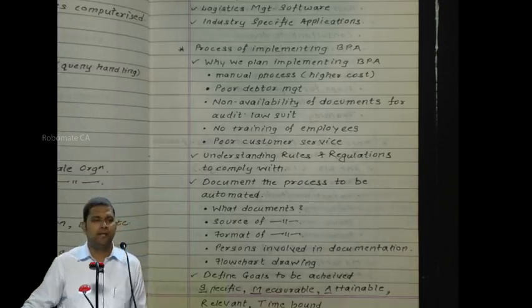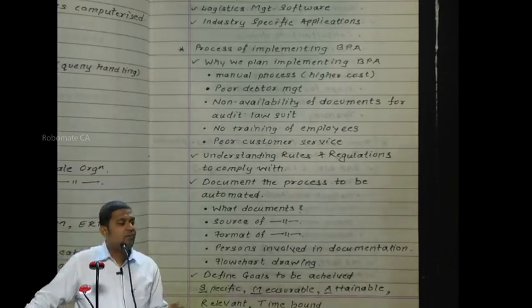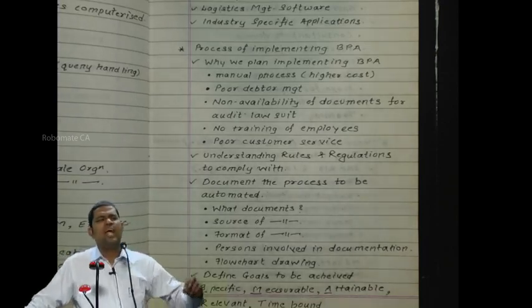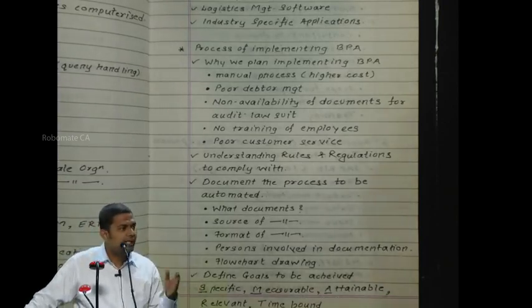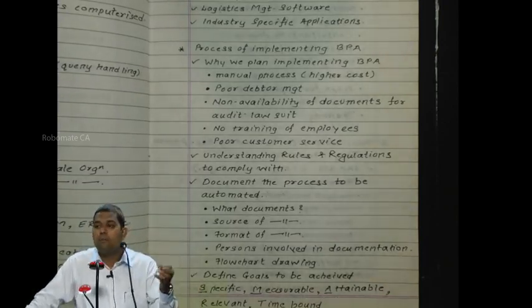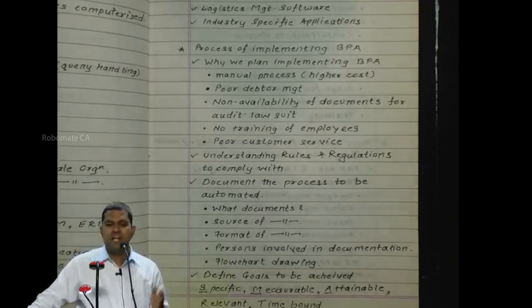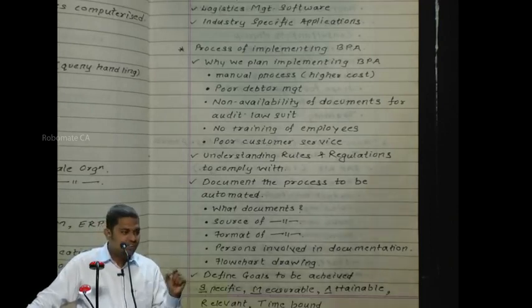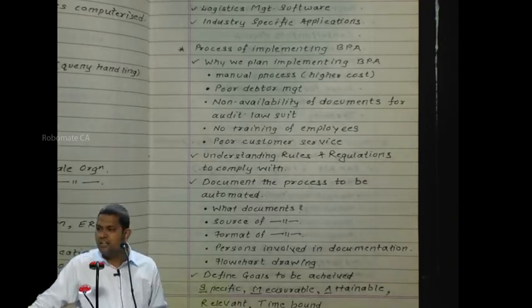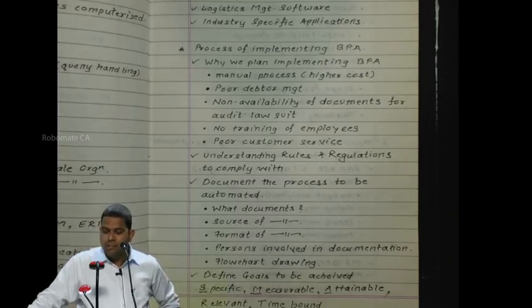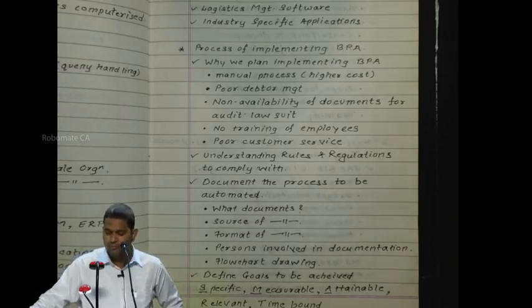Then poor data management. That is also because of lack of people. My company is doing excellent sales, but the story is not over. I need to get money from them. Bills receivable should be converted into funds. That is very important. And if that is not happening, then what is the use of sales? So poor data management. If that is the cause, I have a reason to go for BPA.